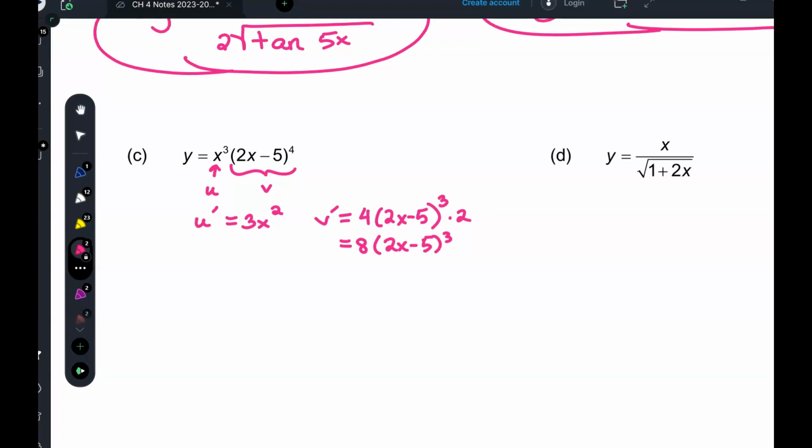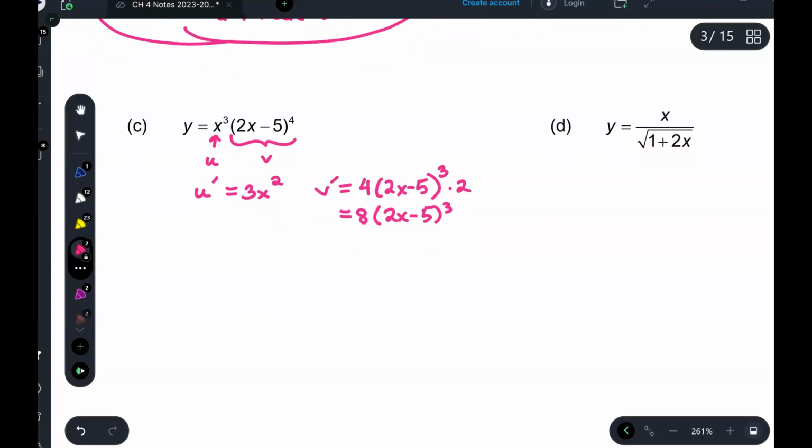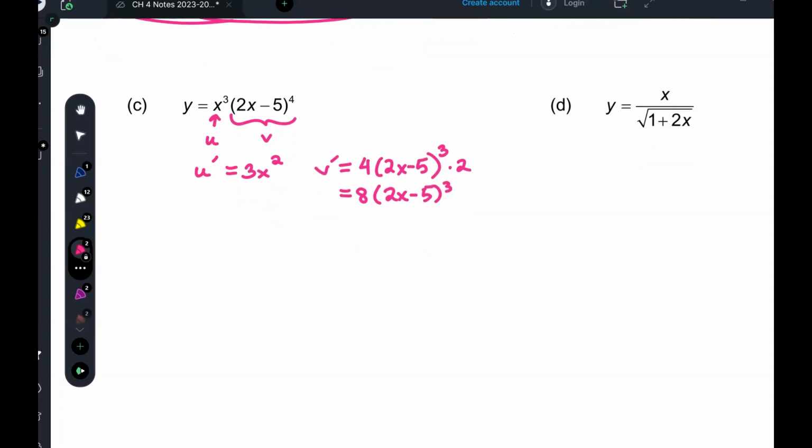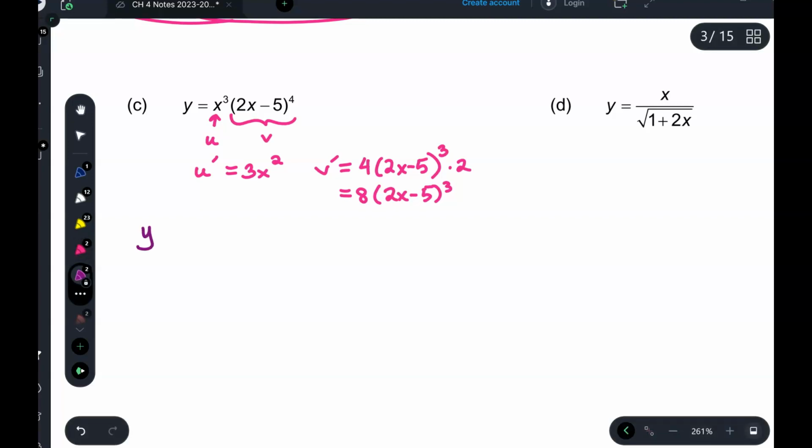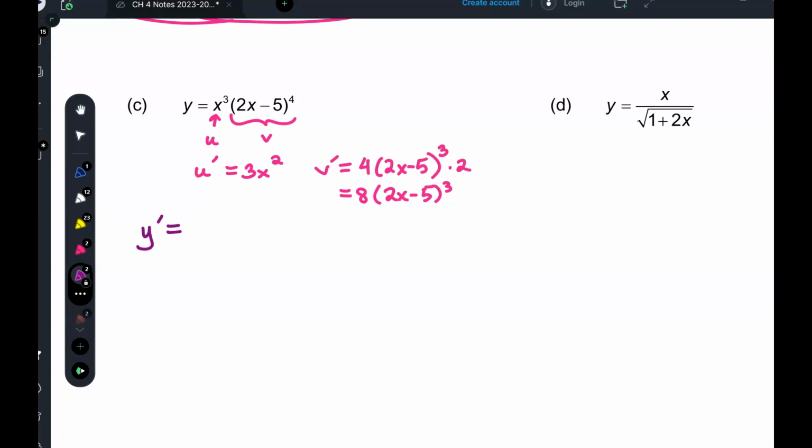Okay, so now we know what u prime and v prime are. We know what u and v are. So let's put it all together with the product rule. The hardest part of these next two problems is not the calculus. We're going to try to simplify, and we're going to be factoring using some algebra skills. I often tell students, it's not the calculus that's the hardest part, it's the algebra involved. That's where you often make your mistakes. Okay, so.